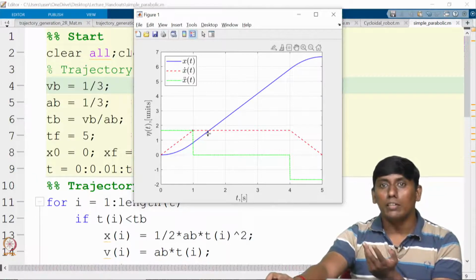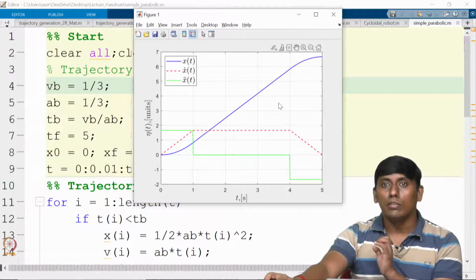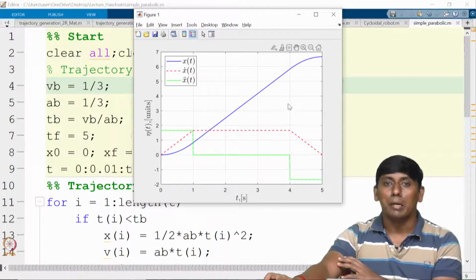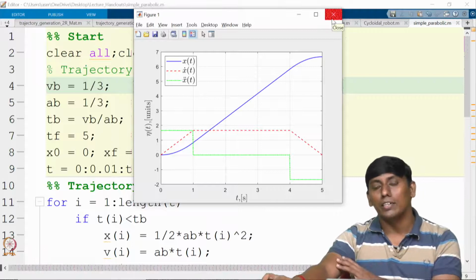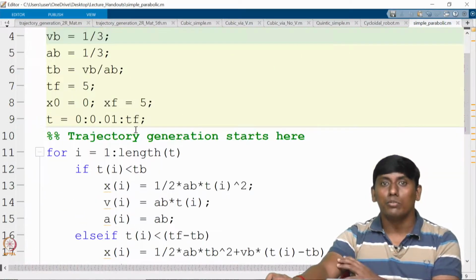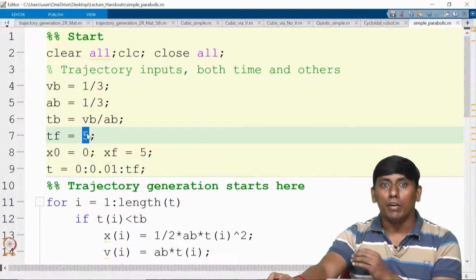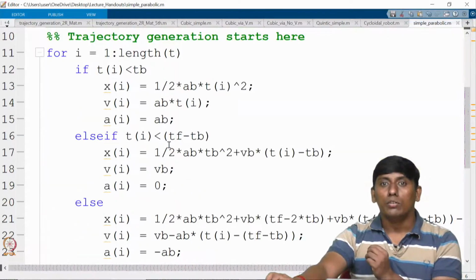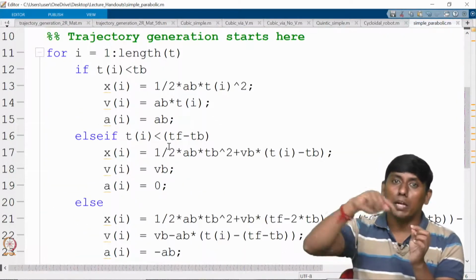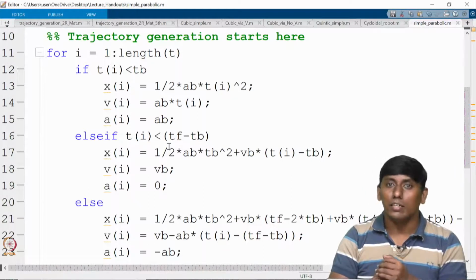So now the acceleration is modified, and the position is shifted according to that. Like that you can make it. Even when you want a constant acceleration and deceleration, you can just assume that TF is still 5, but TB is 2.5. Then you will get only two parabolic blends, which we call constant acceleration and deceleration.